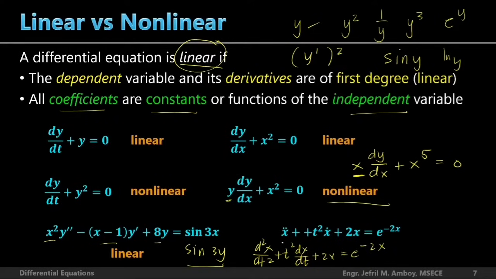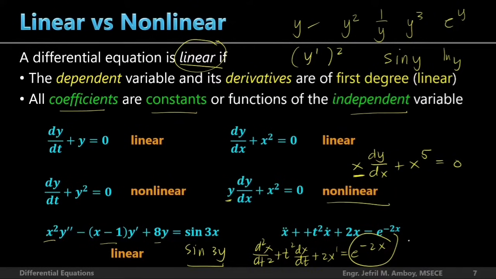Let us analyze. So here, the dependent variable is x and the independent variable is t. So dito ang coefficient mo ay 1, constant. Dito ang coefficient mo ay t squared, independent variable. Dito meron kang 2x. Ang x naman, dependent variable, ang power niya ay 1. So, linear pa rin yan. Pero, nagkaroon ako dito ng isang term, e to the negative 2x.